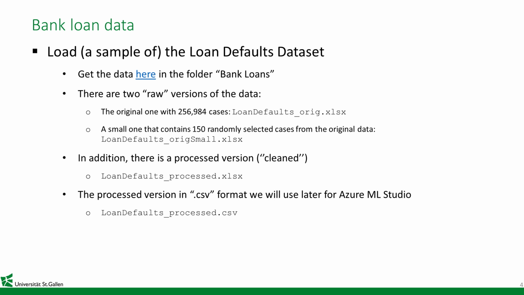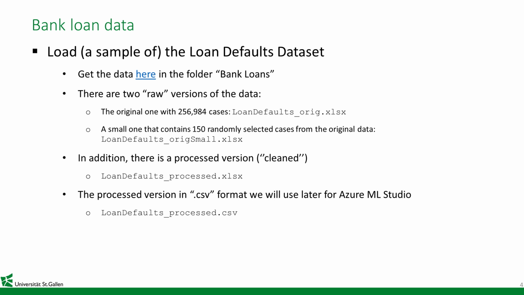The original one has a lot of different cases, like 260,000 cases, and it's named loan defaults underline original, and it's an Excel file. Now, that Excel file is quite large, so if you don't have a strong computer, I recommend that you download the smaller one, which had only 150 randomly selected cases from the original data. Note, however, that you will not be able to see the same patterns as we will look at in the future video. But it's okay if you just want to identify a couple of the problems associated with the data at hand and getting to know the data.